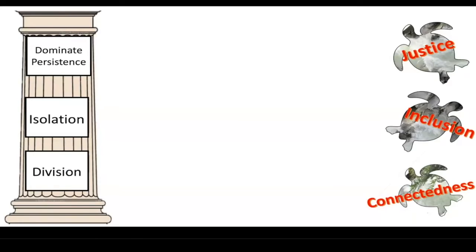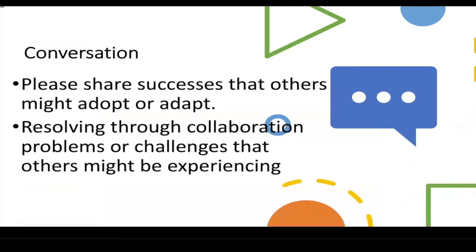So instead of dominant persistence, we want to move more toward justice. And instead of isolation, where students feel isolated, we want to move more toward inclusion. And we want to move from division to connectedness. So while building a sense of community in online courses, just think of how the areas on the left differ from the areas on the right, which is where we want to be.